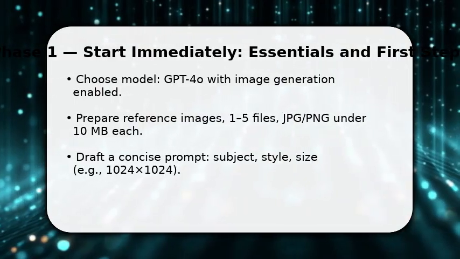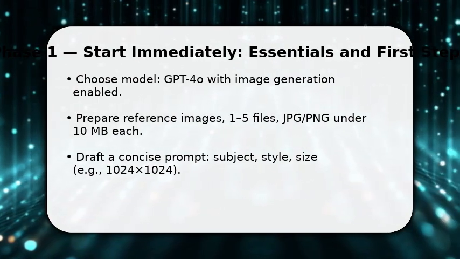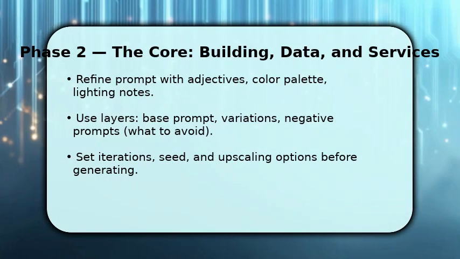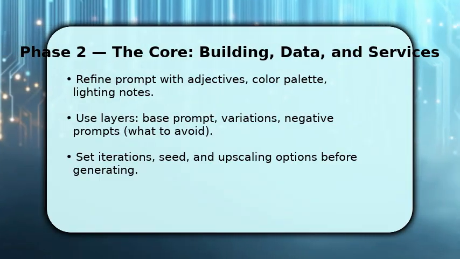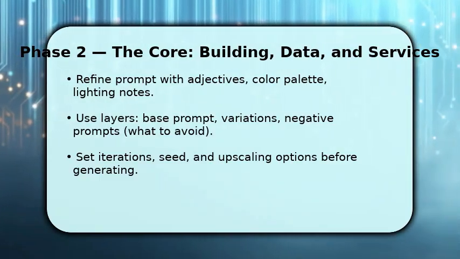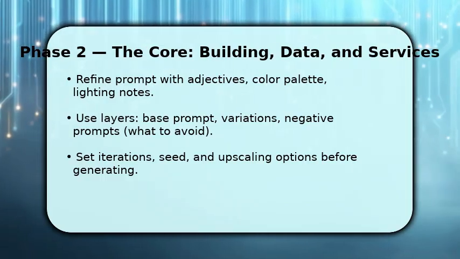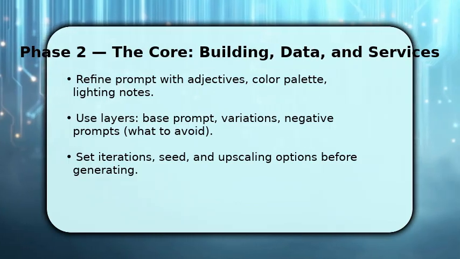This first action moves you from setup to creation, and it helps the system know exactly what to render and why those details matter. Now refine the prompt to control the how and the why. Add mood, color palette, lighting references, and camera terms so the model interprets intent correctly. Use a layered approach. Write a base prompt, then create 2 or 3 variations to explore options.